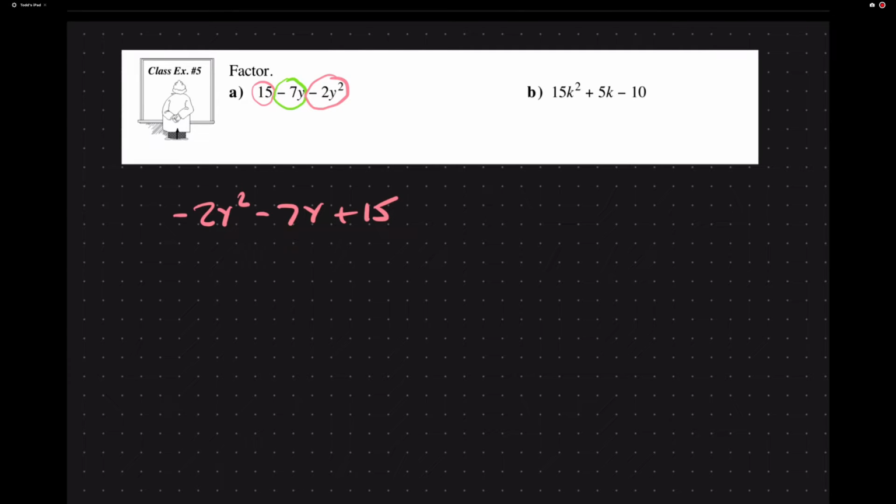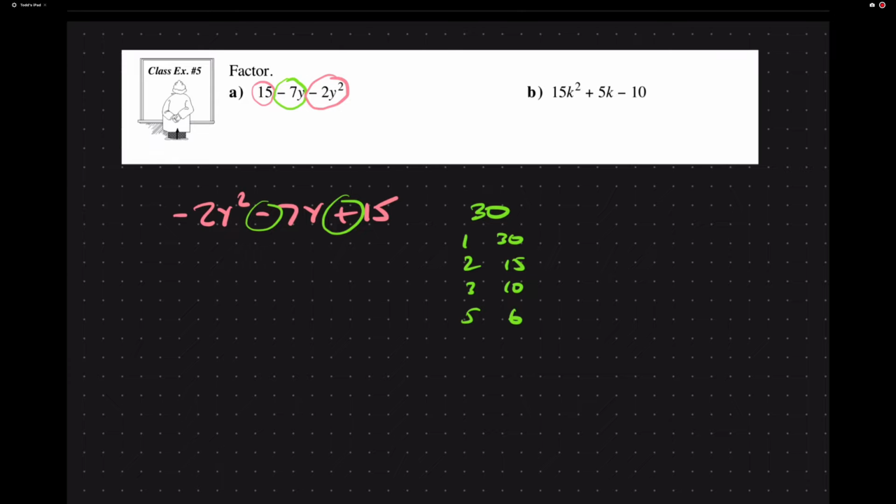Okay, so in this case, I want to do the same thing. I'm going to basically multiply the 2 times the 15, giving us a 30. That breaks down into 1 and 30, 2 and 15, 3 and 10, 5 and 6. They're going to add together to give us a negative 7. So which ones are going to add together to give us a negative 7?